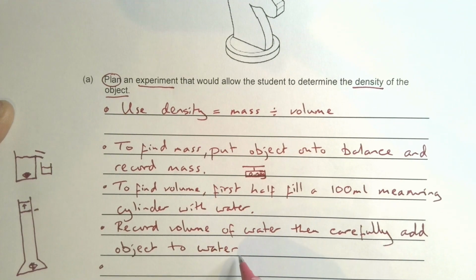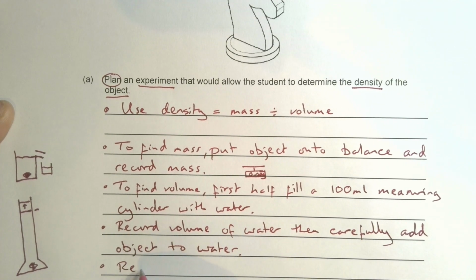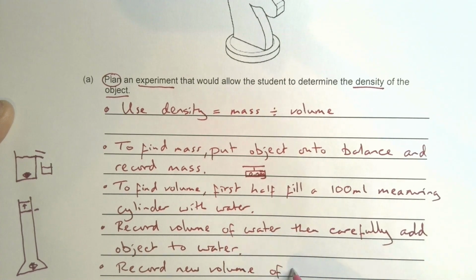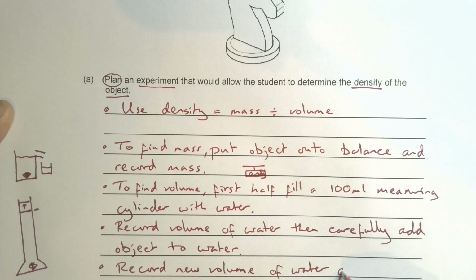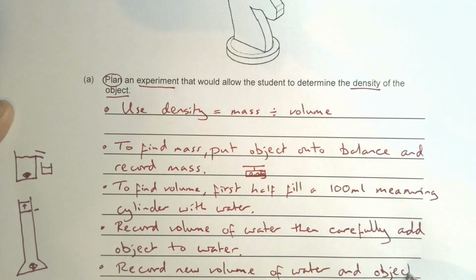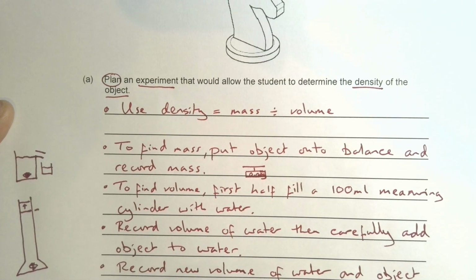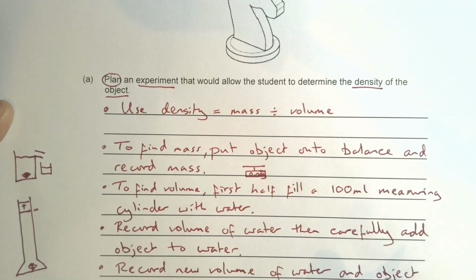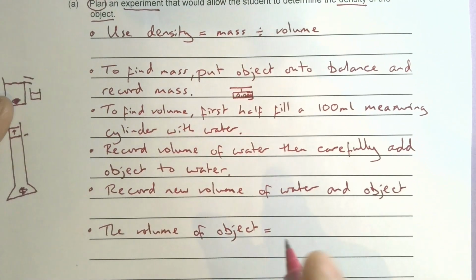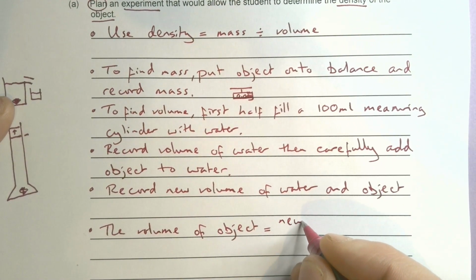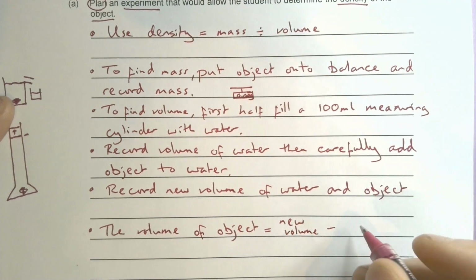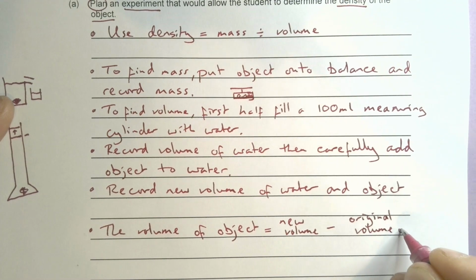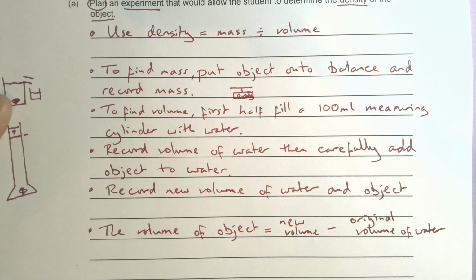Okay, what do we do then? Record the new volume of water and object, and the volume of the object equals the new volume minus the original volume of water. Okay, and that's it.